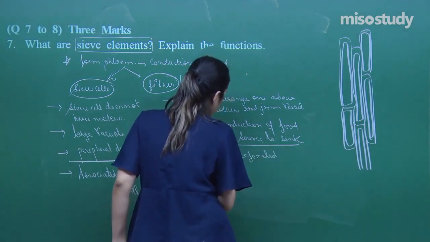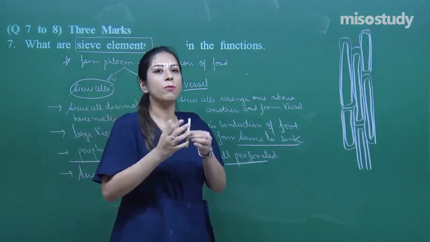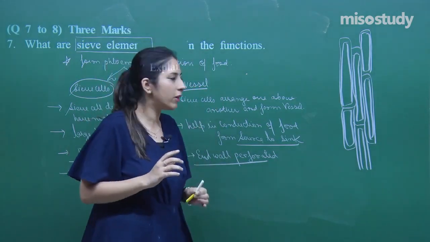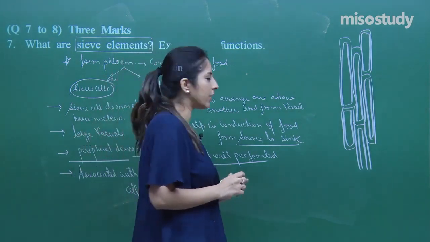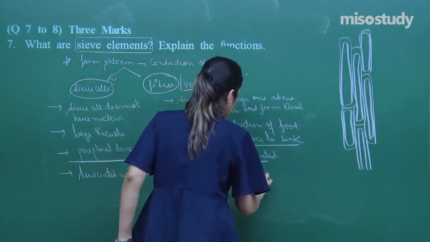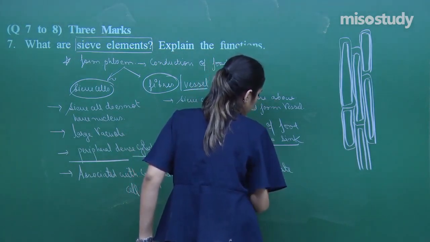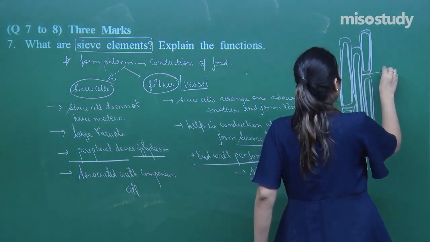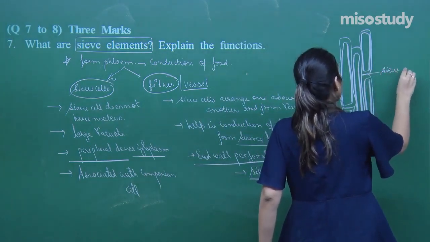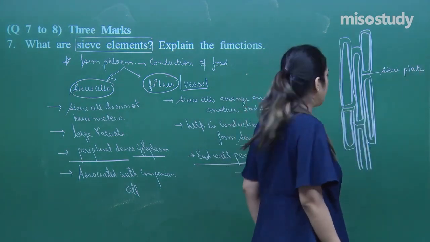And what is the function of this perforation? So that a continuous channel will be formed for the proper conduction of food from one place to another. That end wall which is perforated, that is also called as a sieve plate. So in this case the structure is like this, and this is called as a sieve plate, right?